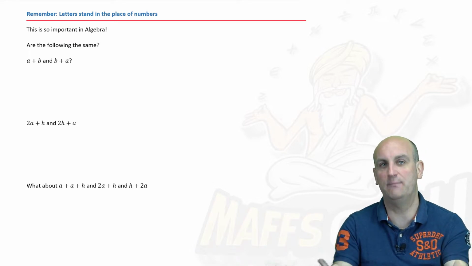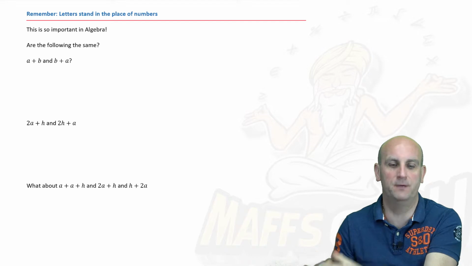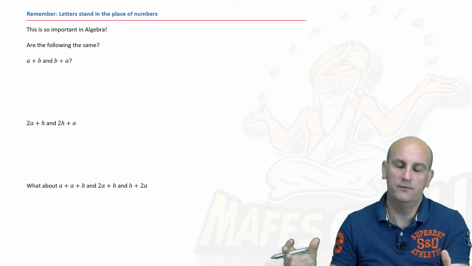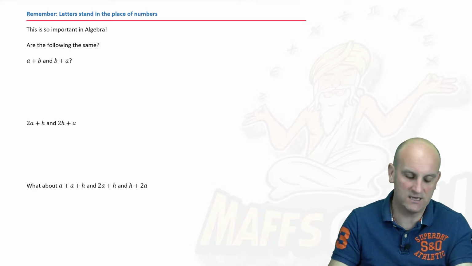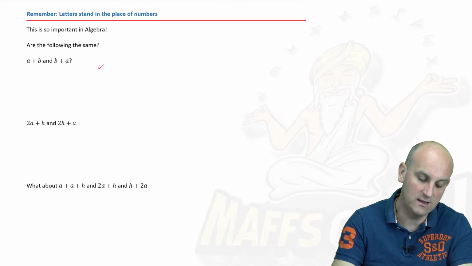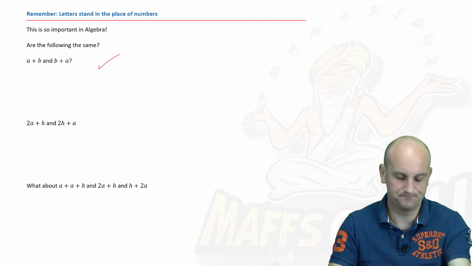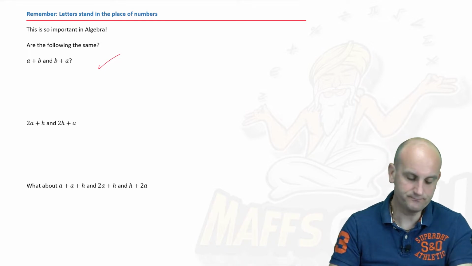A banana and an apple. If I've got a banana and apple in my shopping trolley, then I've got an apple or banana, or I've got a banana or an apple. The order in that situation doesn't actually matter. So they are, in fact, the same. Yes, they are equivalent. What about the next one?